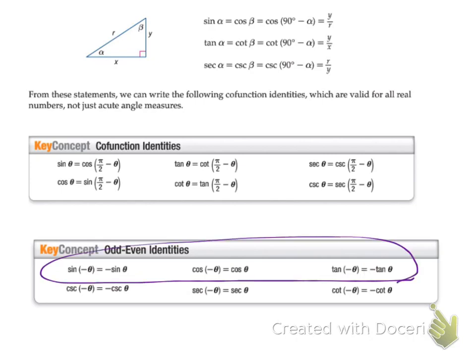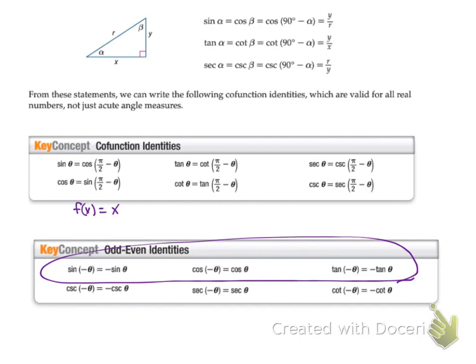The top layer, because cosecant and sine are the same thing, just reciprocals. They're both the same type of function. These are even and odds. So, do you guys remember what it means to be even or to be odd?